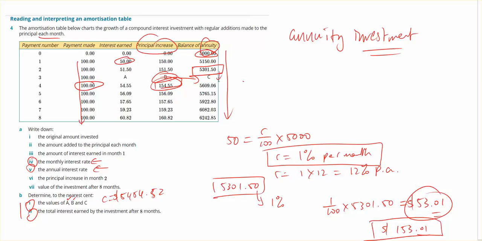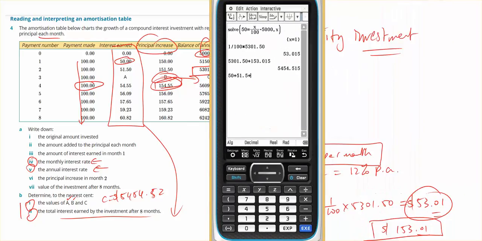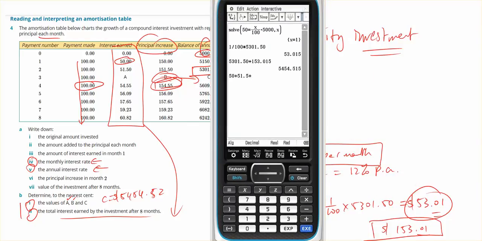The total interest earned by the investment after 8 months. So all I'd have to do is add the whole column, okay? Because that's the total amount of interest earned for the investment after 8 months. So I go 50 plus 51.5 plus our A value. We worked out our A value to be 53. So what I'm going to do is paste this on for my A value.